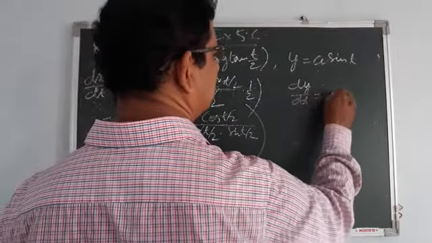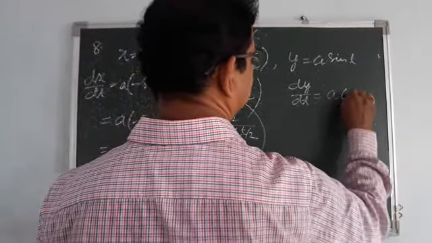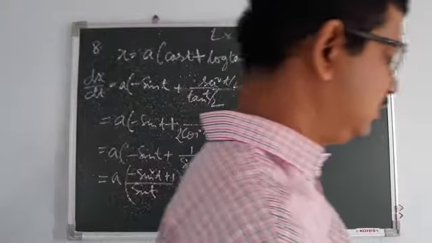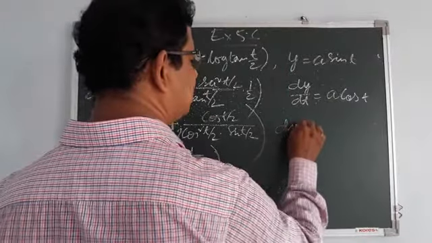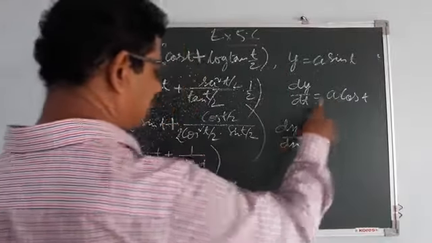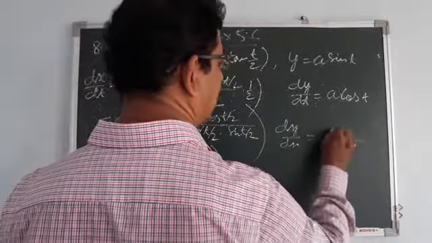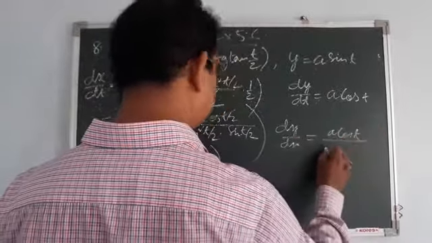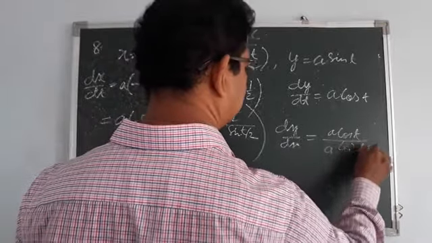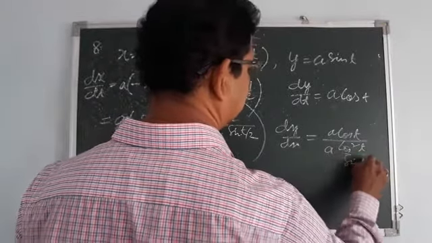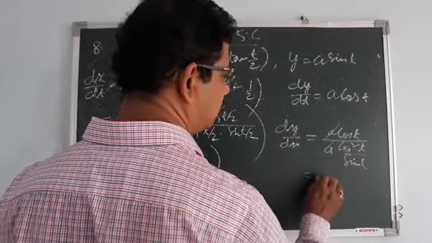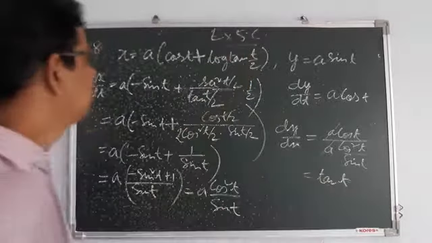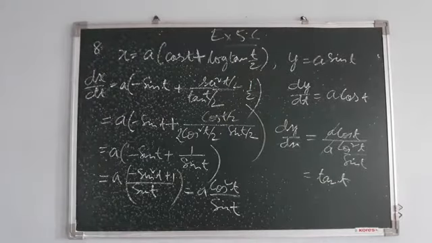dy/dt is simple only, a cos t. Nothing to do more than this. Now if we divide this by that, so dy by dx, it will be what? This term by that term. So a cos t, a cos square t by sin t. A cancels, 1 cos will cancel and sin will go off. So it is, I think, tan t only. So it is not so tough, we can do easily. It is question number 8.